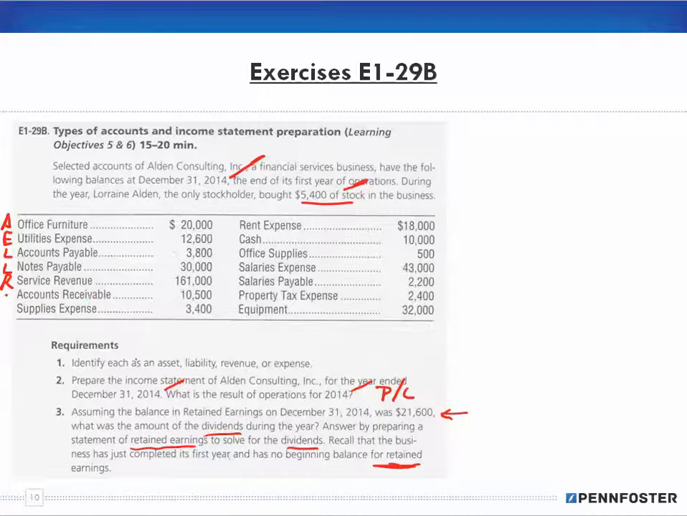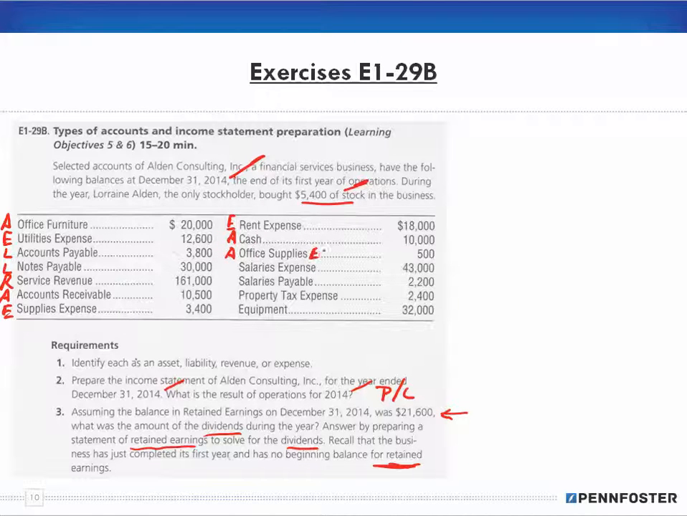Accounts receivable is something we own, meaning somebody owes us money, so that's an asset. Supplies expense is an expense. So rent expense is obviously an expense. Cash is something we own. We know that's an asset. Office supplies. Okay, office supplies is something we own. All right. So that's an asset.